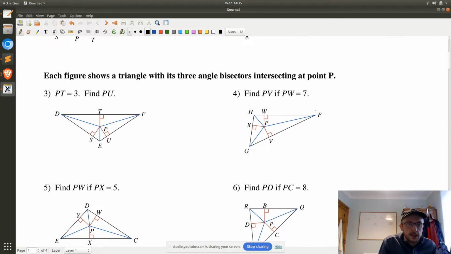The length of PT is 3. Find the length of PU. Each figure shows a triangle with its 3 angle bisectors intersecting at point P. So I believe that the segment PT and the segment PU are congruent. So 3. Likewise here, 7.